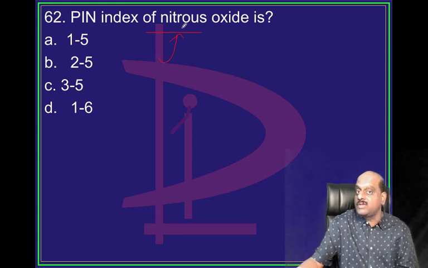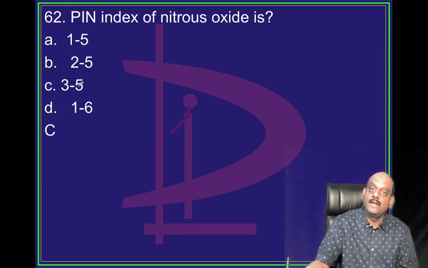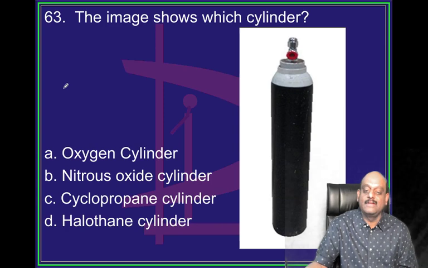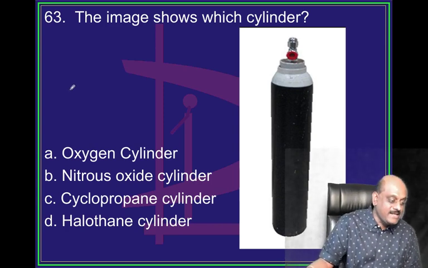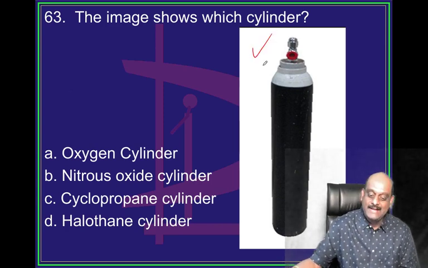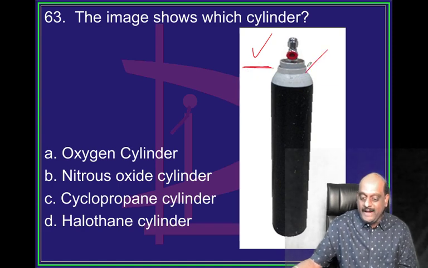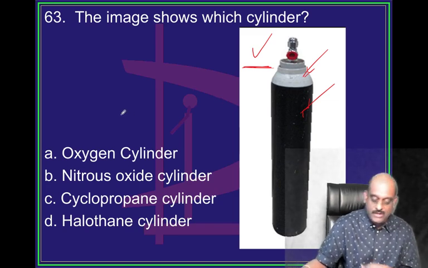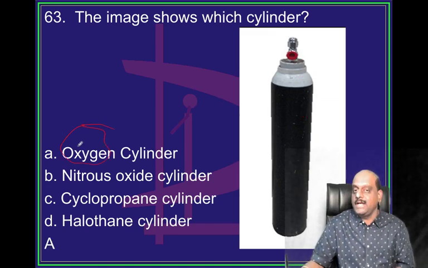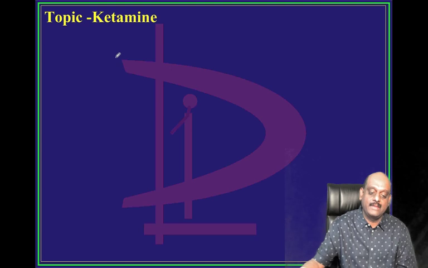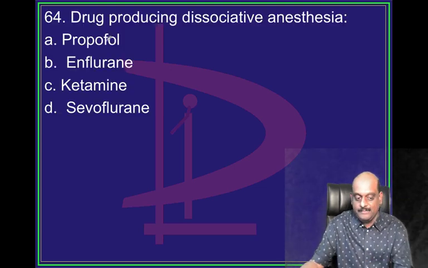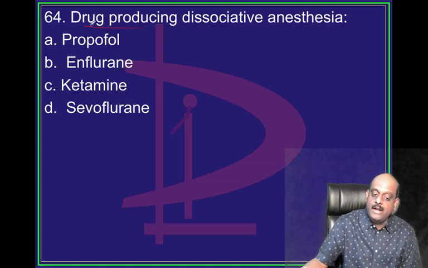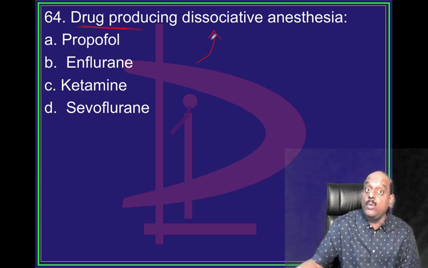What is the pin index of nitrous oxide? 3.5. Now the examiner will give you a cylinder and ask: white shoulder, black body, where do you see it? What is your answer, doctor? Oxygen cylinder. Now comes ketamine, the drug which is producing dissociative anesthesia.